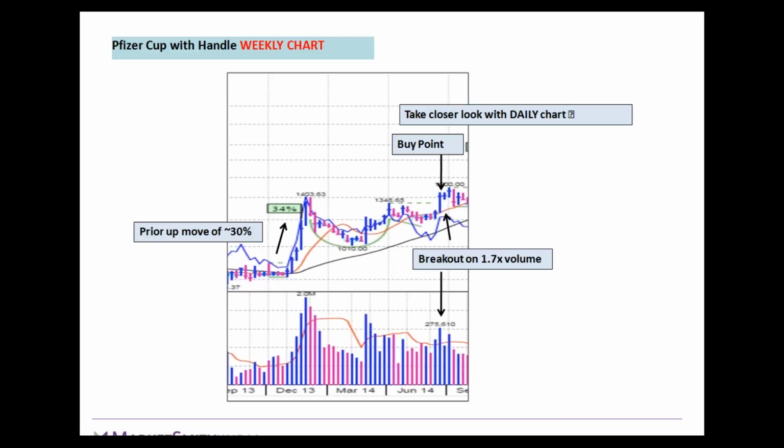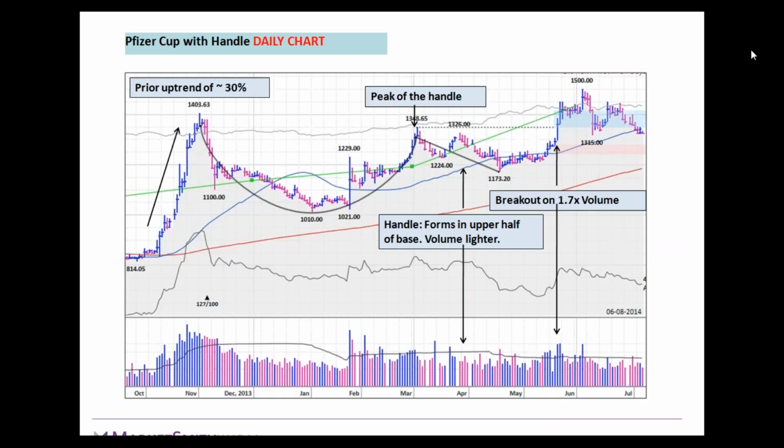Let's have a closer look at the daily volume with a bigger chart. So this is the cup with handle pattern in the Pfizer chart on a daily chart. So now we can see more clearly how the stock actually performed. This is the prior uptrend, which was about 34%, and after the stock peaked, this is where the profit booking happened, and the stock has actually consolidated and tumbled down.